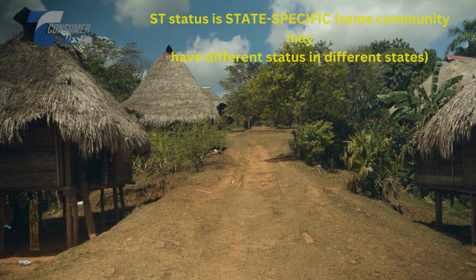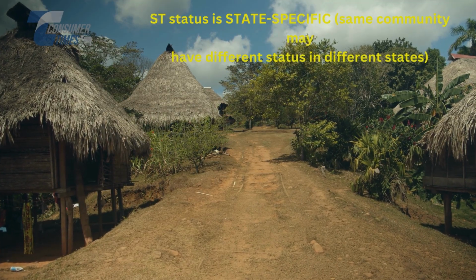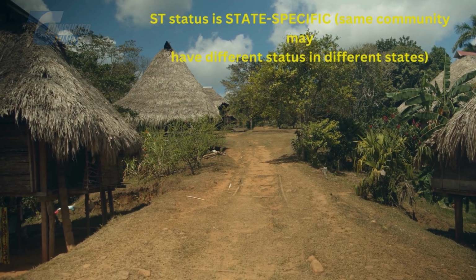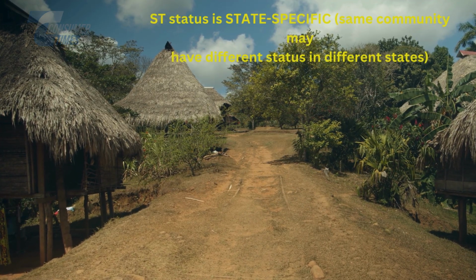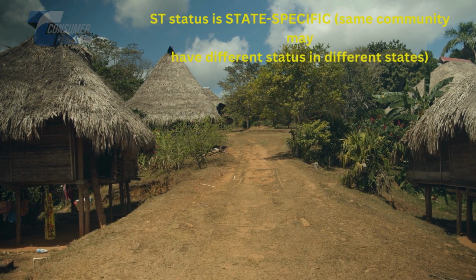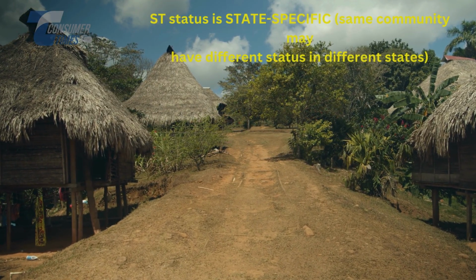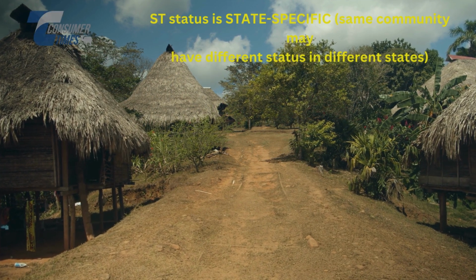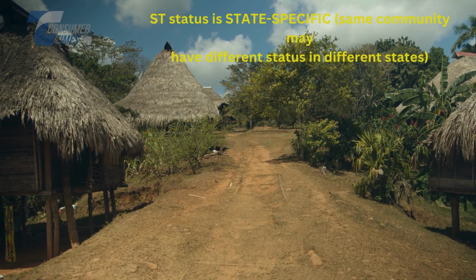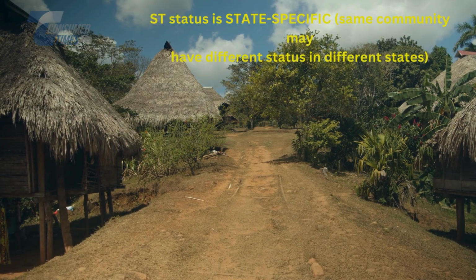The framers of our constitution recognized that tribal communities vary greatly across different regions of India. What constitutes a tribal community in Jharkhand might be very different from tribal communities in the Northeast or South India. Therefore, the article provides flexibility to recognize tribes on a state-by-state basis rather than imposing a uniform national list.